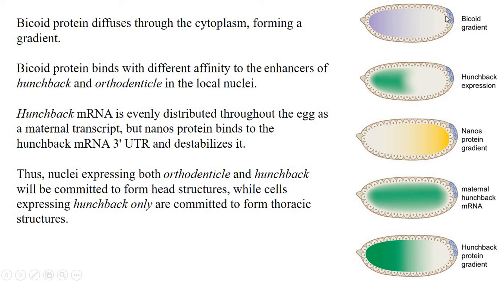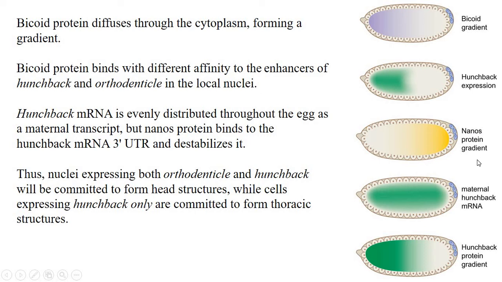These are pole granules, that's where the pole cells will be formed on the posterior side. This bicoid protein now binds with different affinity to the enhancer of two other genes, hunchback and orthodenticle, in the local nuclei. So this is the hunchback expression. You can see the hunchback expression follows the pattern of bicoid expression as well. So more towards the anterior pole and in the middle, and then it starts getting less concentrated towards the end. So its expression is mostly in half of the embryo.